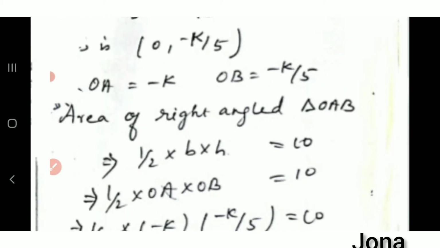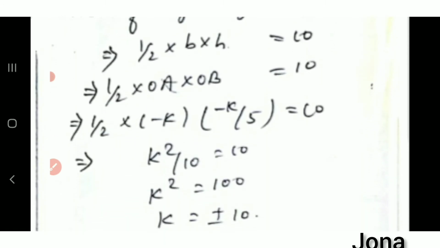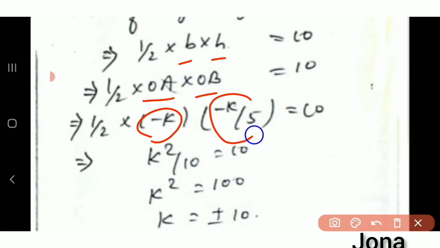Here it is given the area of the right angle triangle OAB. That area is half base into height. So half into OA into OB equal to 10 square units, as given in the problem. So we can equate this to 10. So base is OA and height is OB here from the diagram. OA is minus k and OB is minus k by 5, equal to 10.